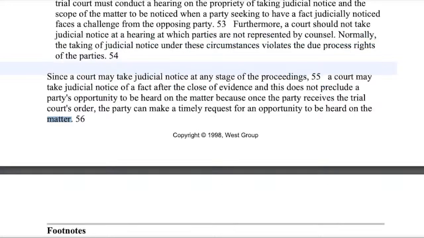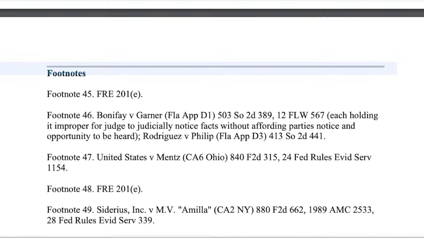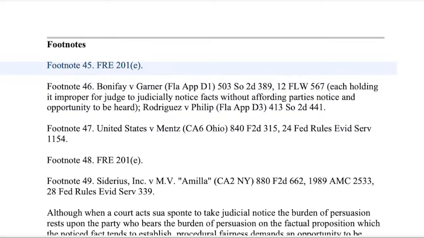Be aware. That's another part of a caution, it seems. We're on the footnotes here. Bonifay versus Garner, and that's Florida. Each holding it improper for a judge to judicially notice facts without affording parties notice and opportunity to be heard.